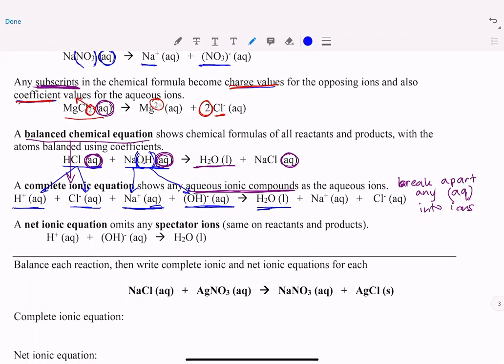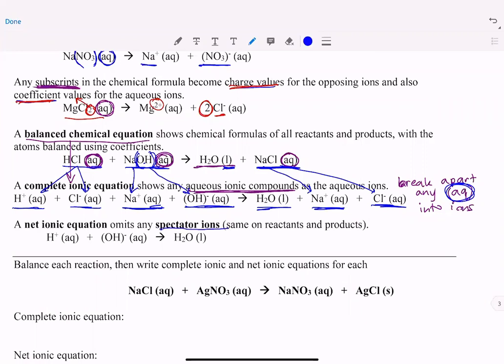Okay. H2O, don't break apart. Why not? Because it has the L physical state. The only thing you break apart is the AQ physical state. Okay, so then NaCl does have the AQ physical state. It's aqueous. So you want to break that apart into the ions, which are Na plus and Cl minus. Okay, so that's called the complete ionic equation when you take any of the aqueous ionic compounds and break them apart. The net ionic equation is basically getting rid of any spectator ions.